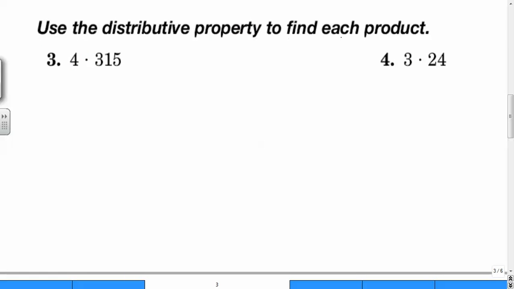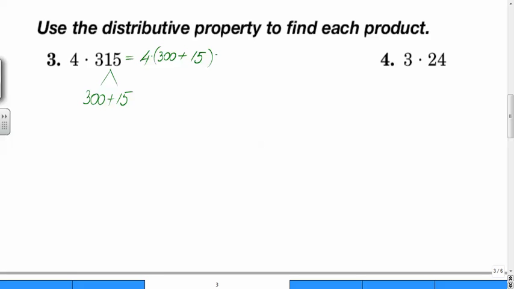Use the distributive property to find each product. Some of you will say, what should I do here? Why do I have to use that? Well, sometimes if you write one of your numbers as a sum, you can perform the multiplication more easily. So I'm looking at 315 and I'm trying to write my 315 as the sum of two numbers, or as the difference of two numbers if you like, and then have that sum multiplied by 4. So as you can see in this case, I'm writing my 315 as 300 plus 15.